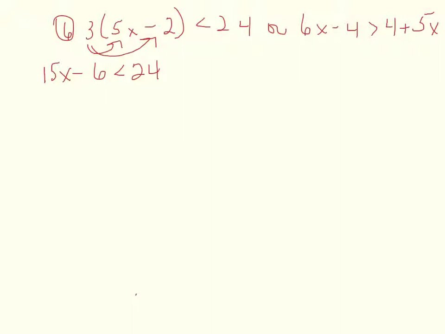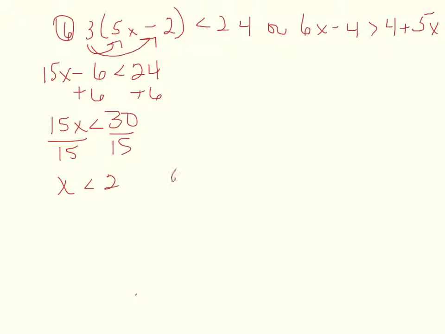And then I'm going to go ahead and solve this. So I'm going to add 6 to both sides. 15x is less than 30. Divide by 15. So x is less than 2. Or, and I'm going to do the same thing over here. I have to get x on one side. So I'm going to bring my x's to the left. So I'm going to subtract 5x. And I have x minus 4 is greater than 4, because these cancel. So now I'm going to add 4. So x is greater than 8.